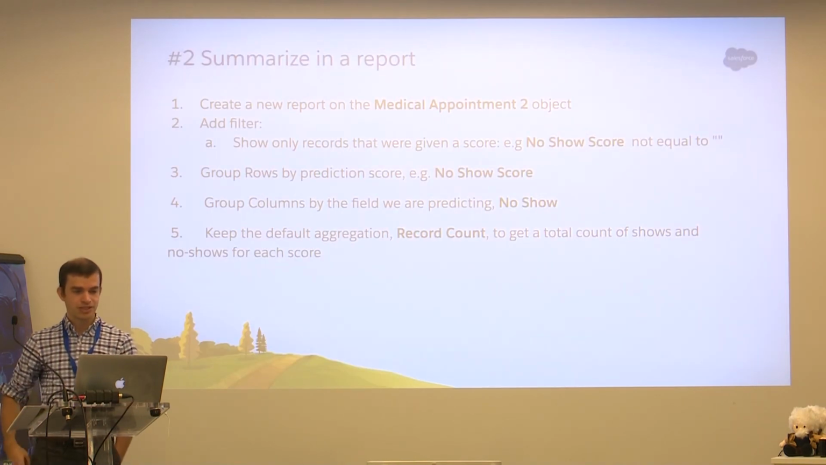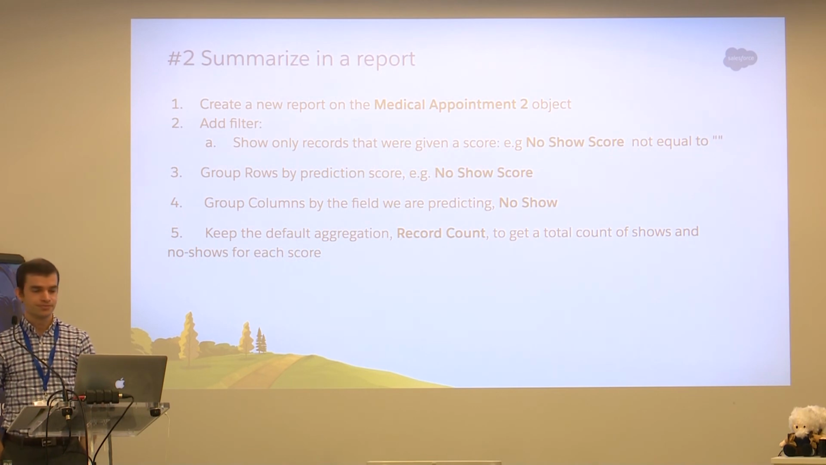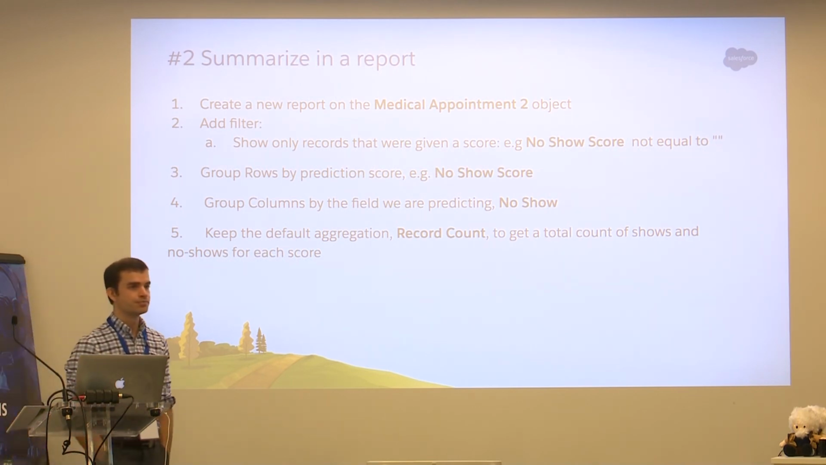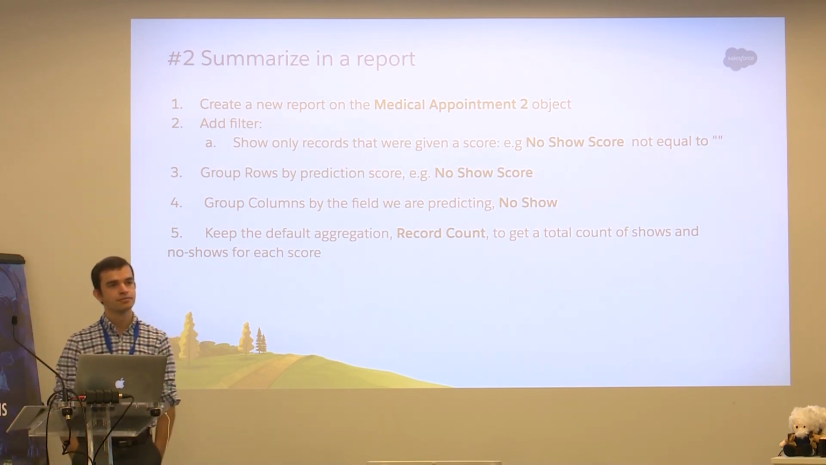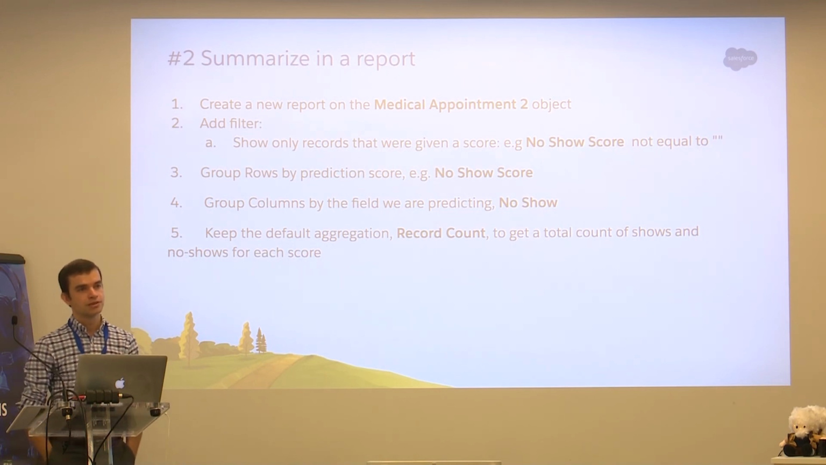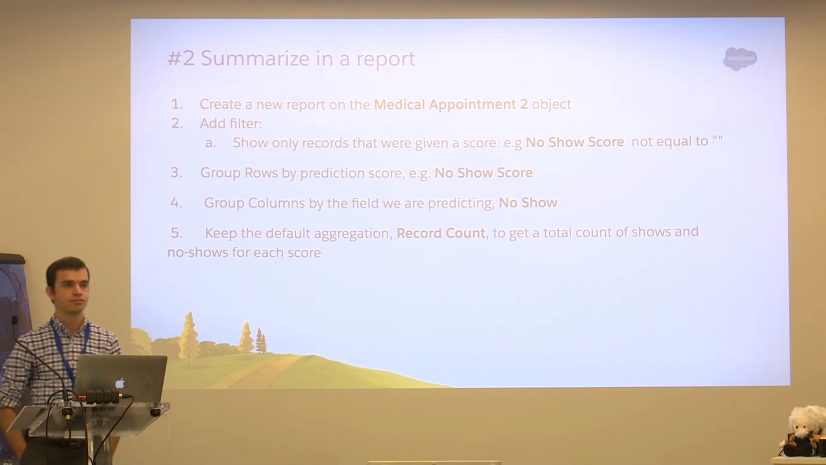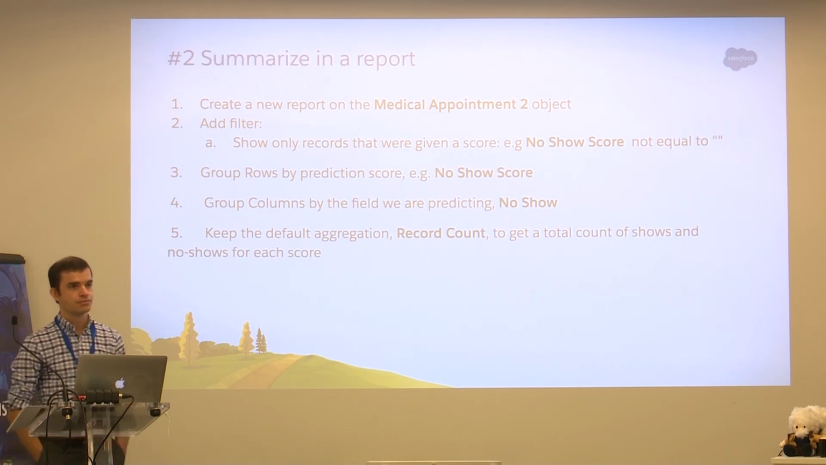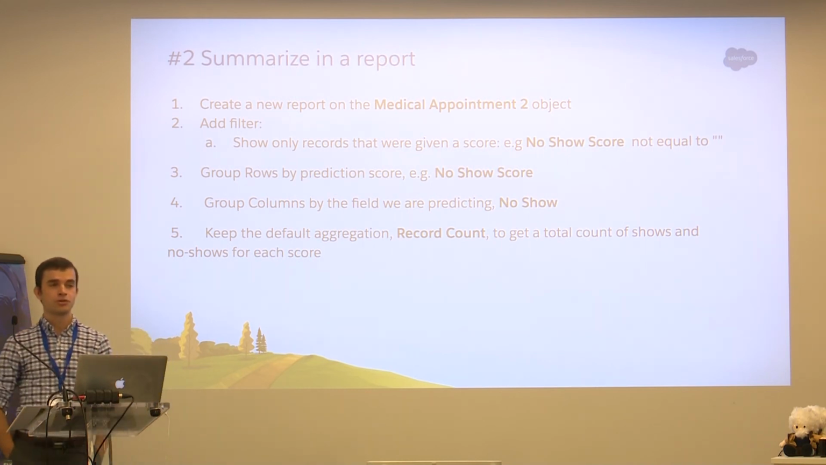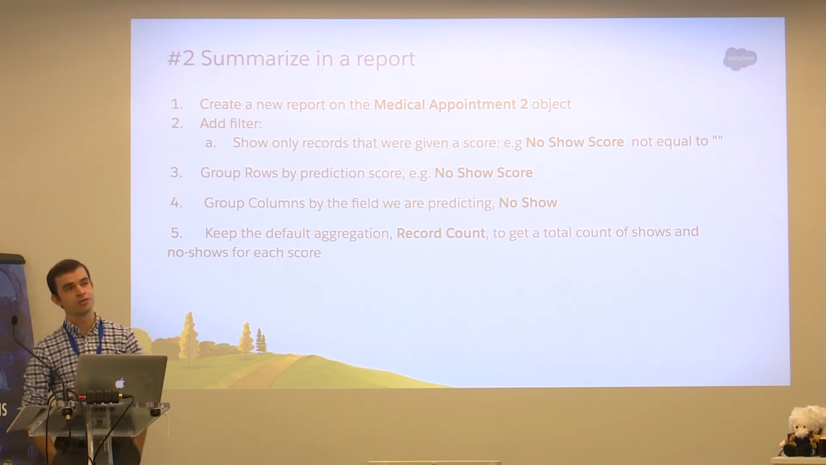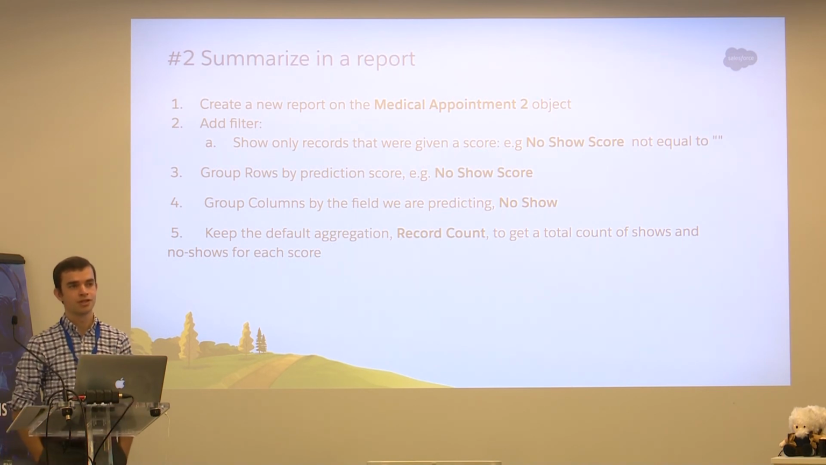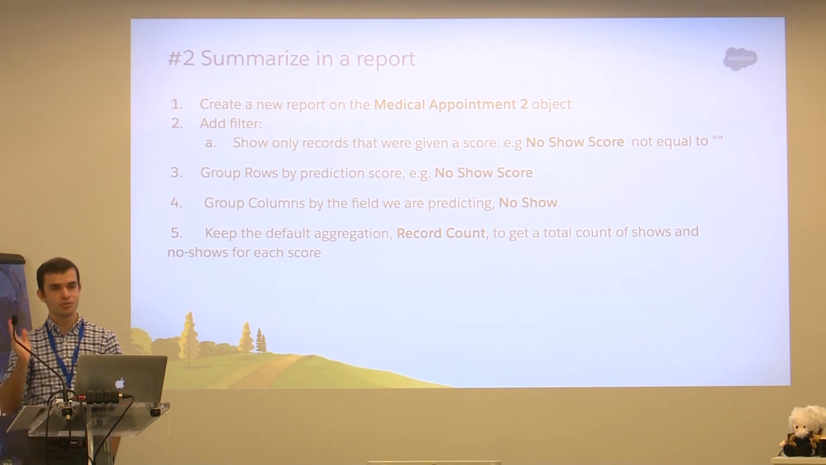So now the next thing you can do is to summarize in a report. Yes? So you're supposed to filter the no-shows equals 0? Equals empty string. Yep. So 0 is a value, it's a result. Actually, I don't think so. I think we start at 1. But you can filter by empty string. Basically, it's just to remove the training data.